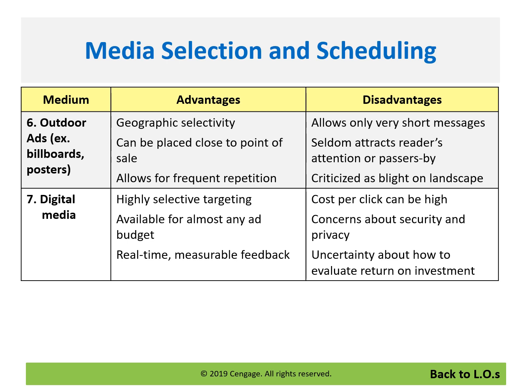Next, we have digital media. These are highly selective targeting of specific customers, available for almost any ad budget, and it is real time with measurable feedback. Disadvantages would include cost per click, which can be high or expensive, concerns about security and privacy, and uncertainty about how to evaluate return on investment.